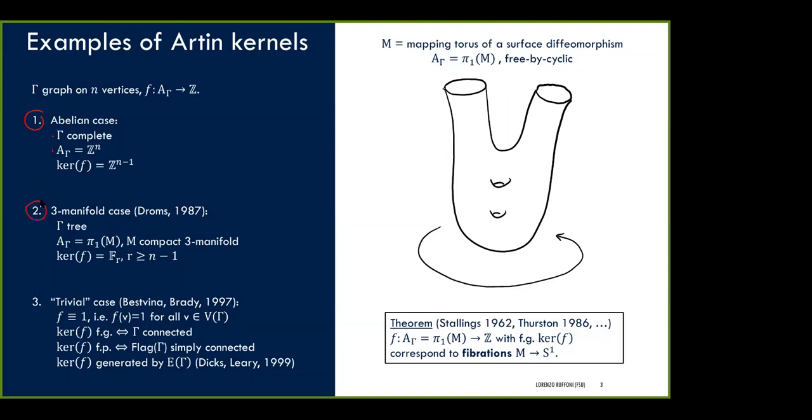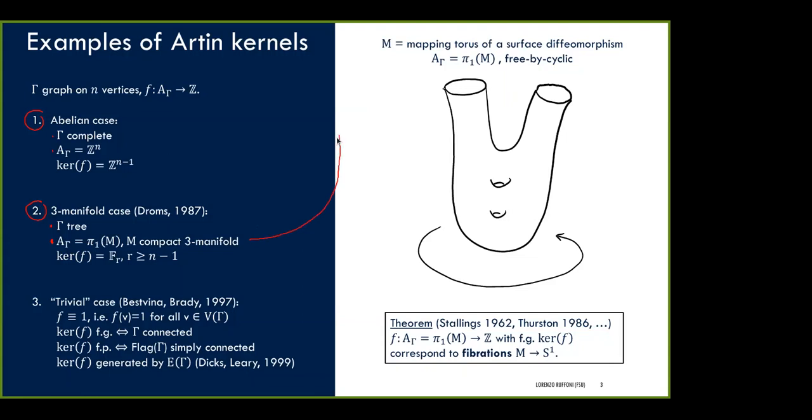Second case, from three-manifold topology. Here, this is the case in which gamma is a tree, so not very connected. There are not many edges around. It's a theorem of Droms from the 80s that in this case, the right-angled Artin group is the fundamental group of a compact three-manifold.